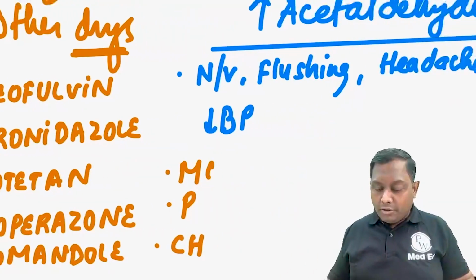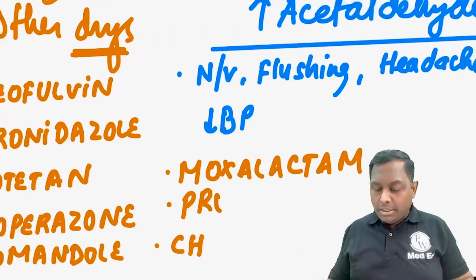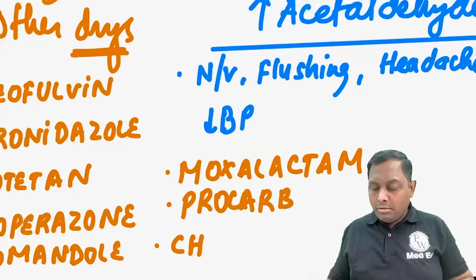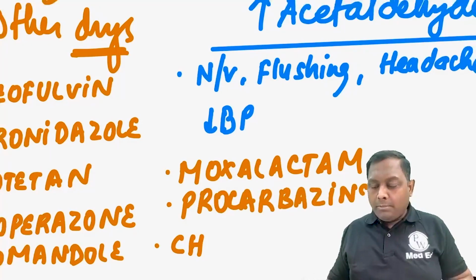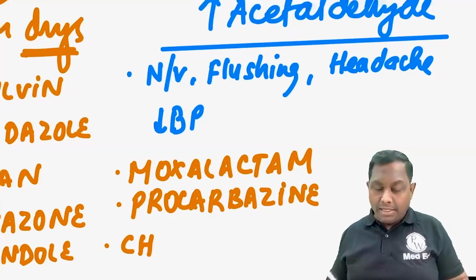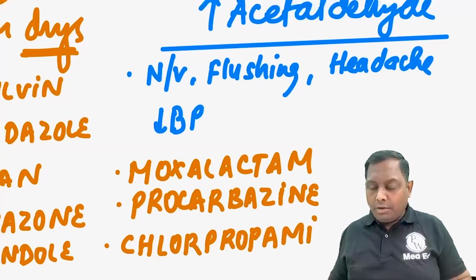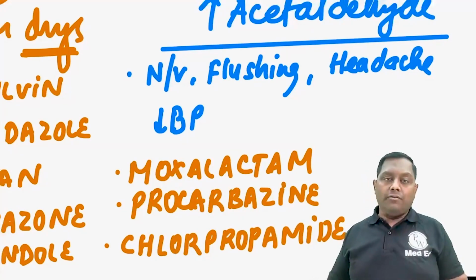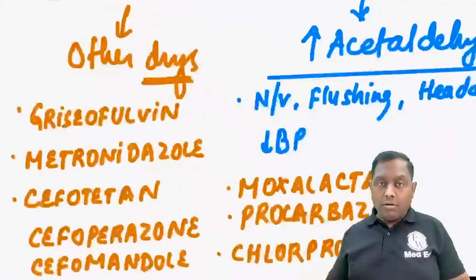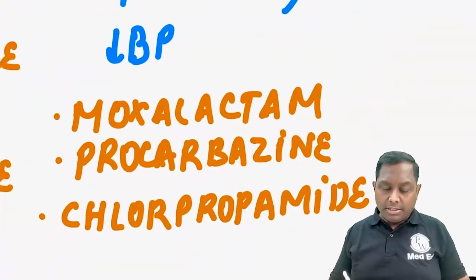Madhya Pradesh stands for your cephalosporin that is banned now. We call it moxalactam, and procarbazine, an anti-cancer drug by the name of procarbazine. It's one of the cell cycle non-specific agents, an alkylating agent. And the other one is going to be chlorpropamide, which is a first generation sulfonylurea. So these are all the drugs that show disulfiram-like reaction.